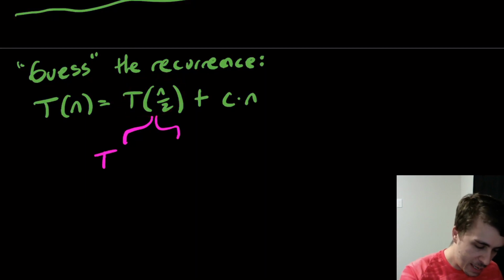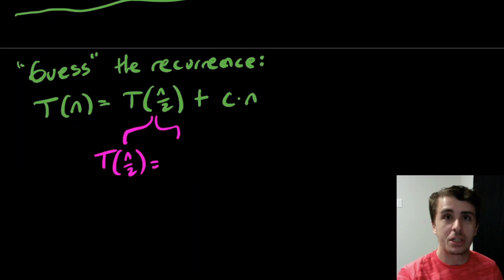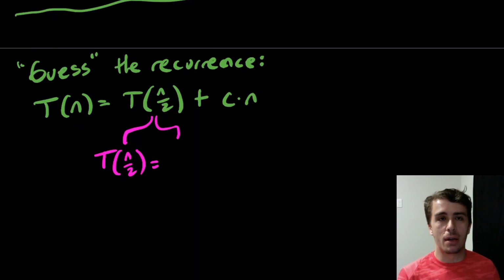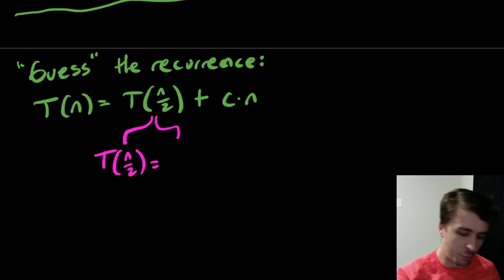So we note that t of n over 2, what is that equal to? Sounds like a Scooby-Doo line. Well, what we do is we take exactly this expression right here and just stick n over 2 everywhere where we see n. It's kind of like if we have a function f of x and we have f of x over 2, you just stick x over 2 everywhere that you saw x before.